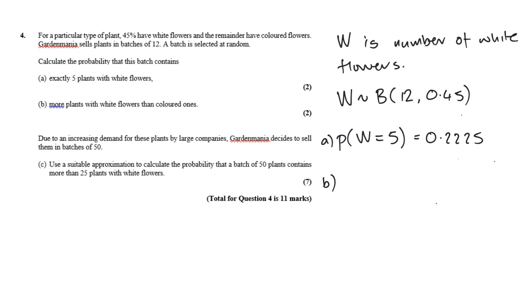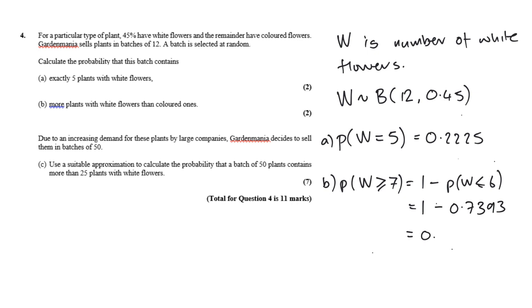For B, we need more white than coloured flowers. So out of 12, that is 7. So we're looking for the probability that white is greater than or equal to 7. Calculator can't do that, so we need to do 1 minus the probability that white is less than or equal to 6. And again, we can go to the calculator to work that out. It gives me 1 minus 0.7393, which is 0.2607.